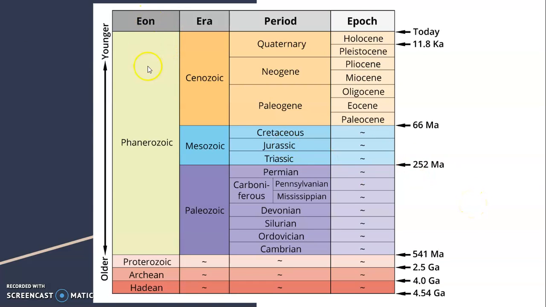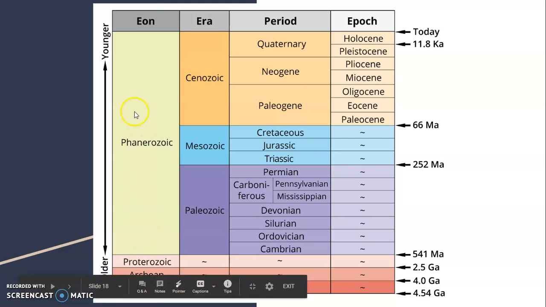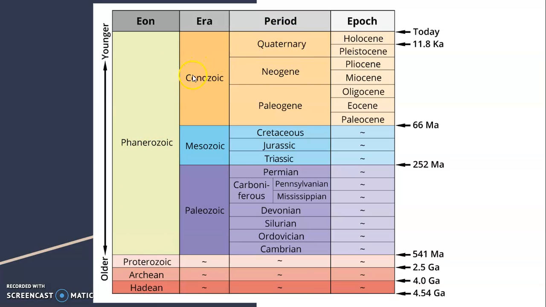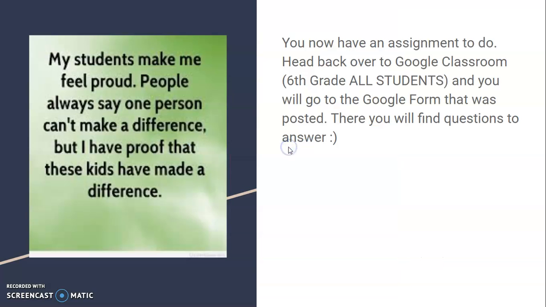So eons are the larger breakdown, and then eras make up eons, periods make up eras, and epochs make up periods. So right now, we are in the Phanerozoic eon of the Cenozoic era of the Quaternary period of the Holocene epoch. That's where we're at today. Okay? All right, so that's the end of the presentation.